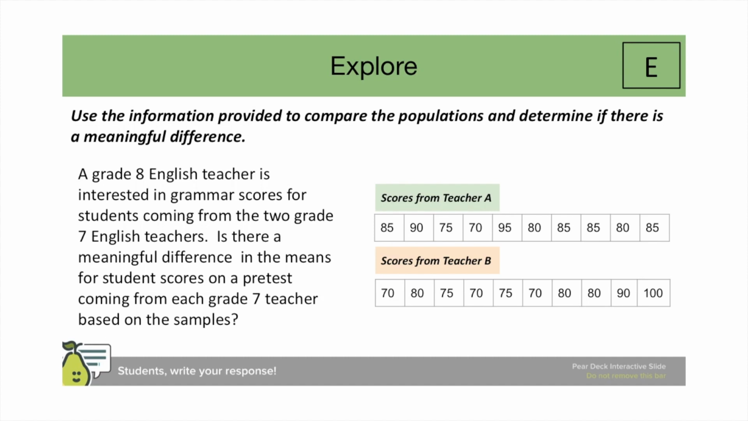A possible response would be no. The mean for teacher A is 83 and the MAD is 5.4. The mean for teacher B is 79 and the MAD is 7. So the difference in means is less than 2 MADs apart. 83 minus 79 is less than 2 times 7.